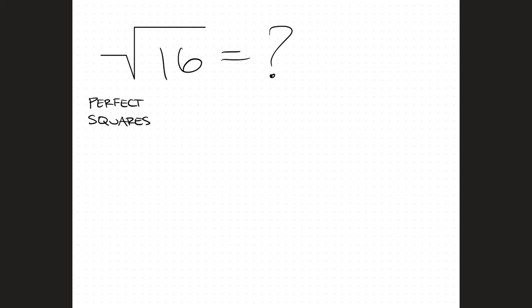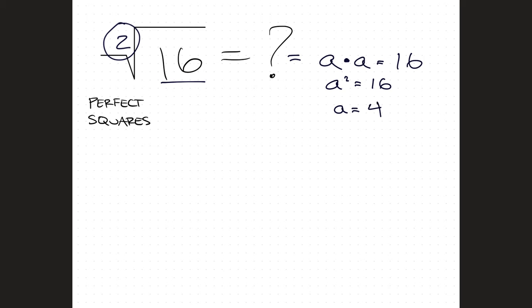So here, we do not have a number for the index. When there's nothing there, it's implied that it's the number 2, which means we're looking for the square root of 16. We're looking for the second root of 16. What does that mean? We want a number, a, such that when I multiply it times itself twice, I get the number 16. In order for this to be true, it means a squared equals 16, so a must equal 4. Okay, 4 times 4 is 16. This is what we call a perfect square. 16 is a perfect square, meaning it has a square root that is a whole number.